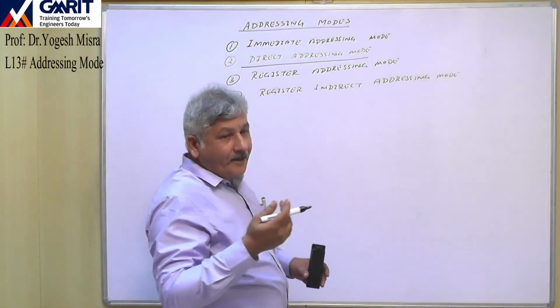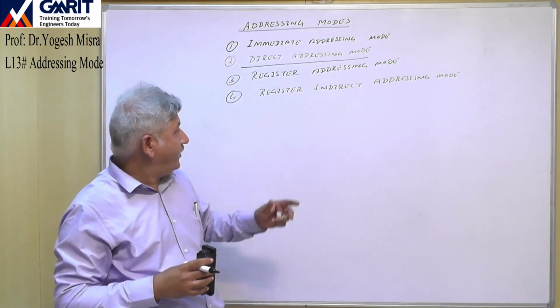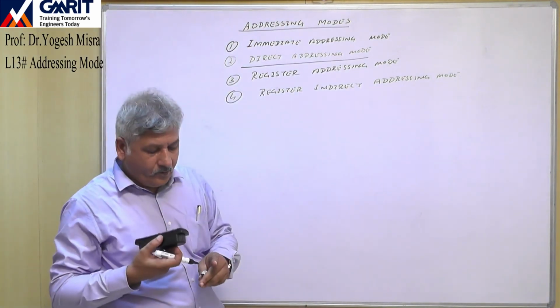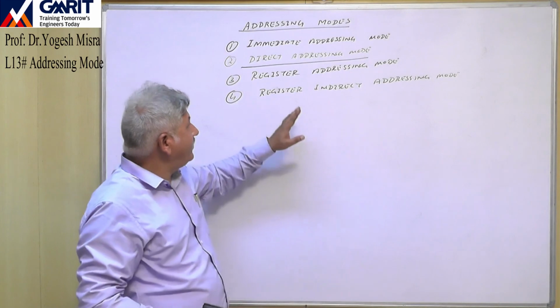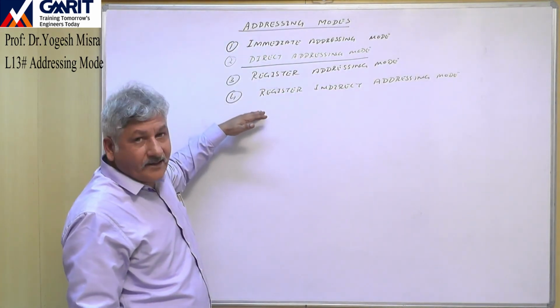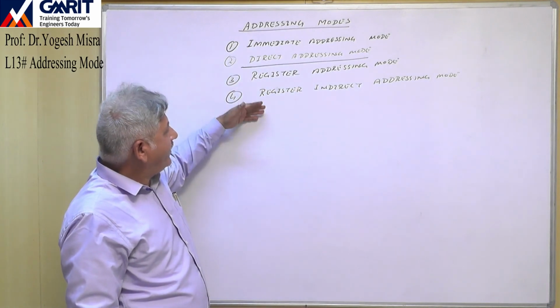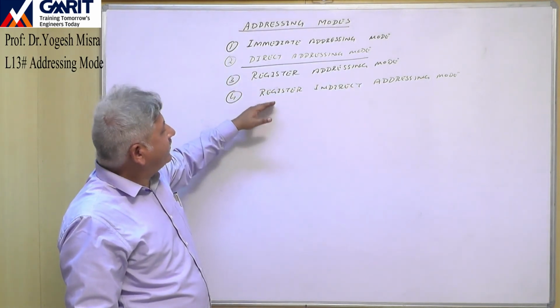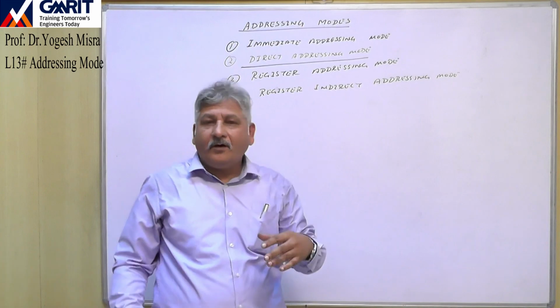Now the index addressing mode is also there, that is the fifth one. First we will just see a few examples based on these four addressing modes in the next lecture. Then we will discuss the index addressing mode after that.